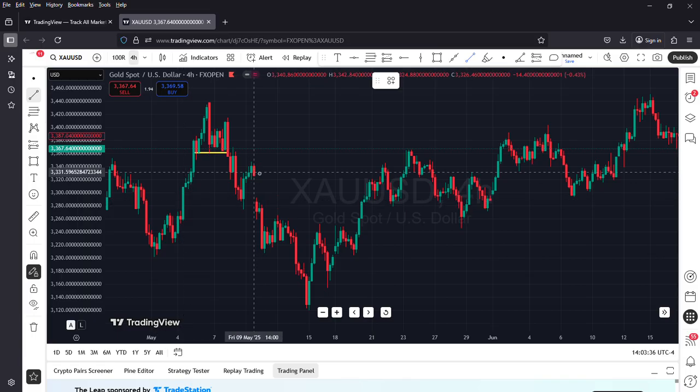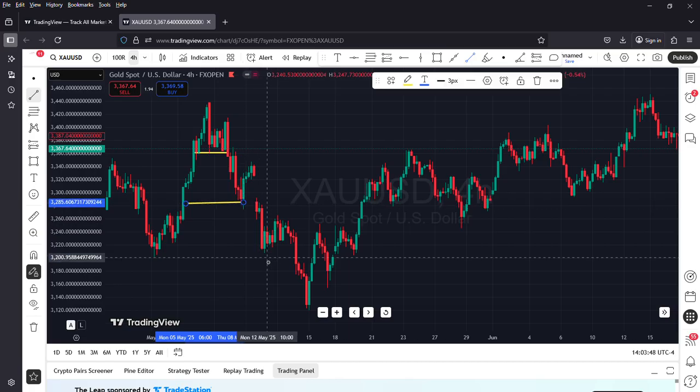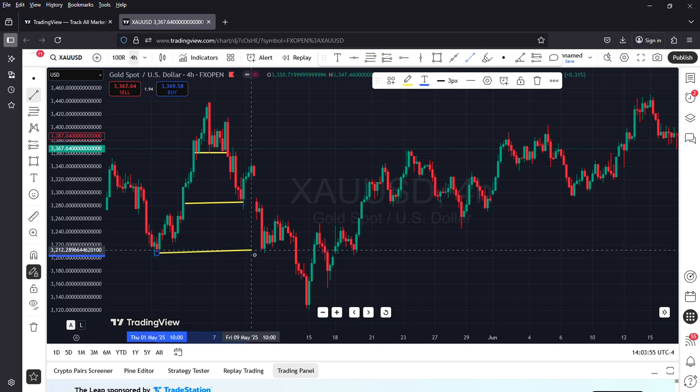Break of structure to the downside. We have something like break of structure to the downside.